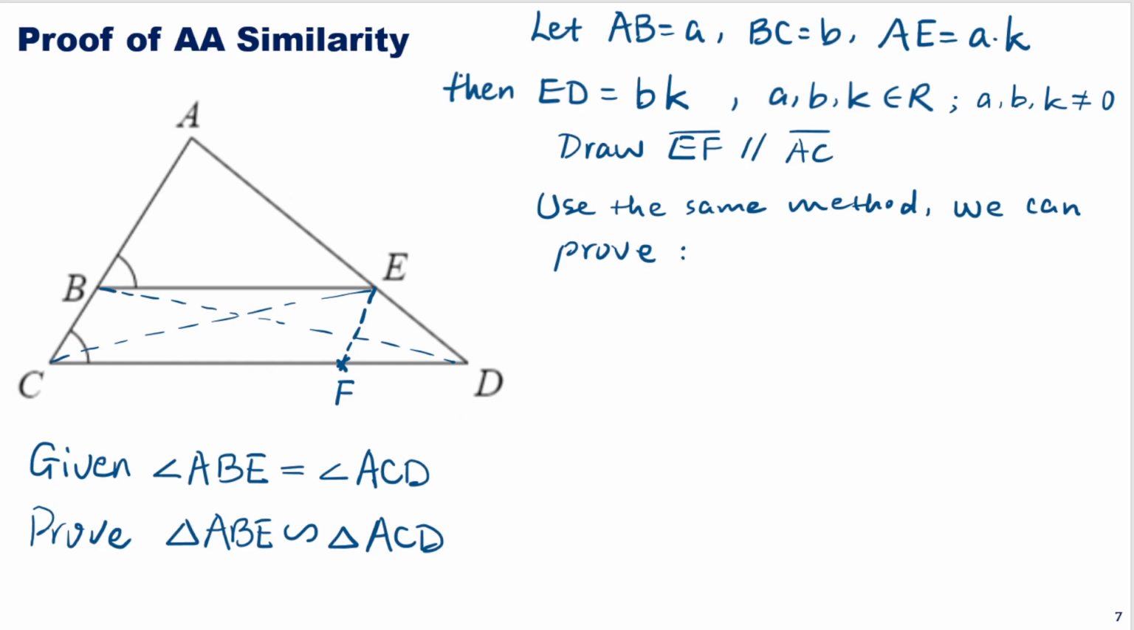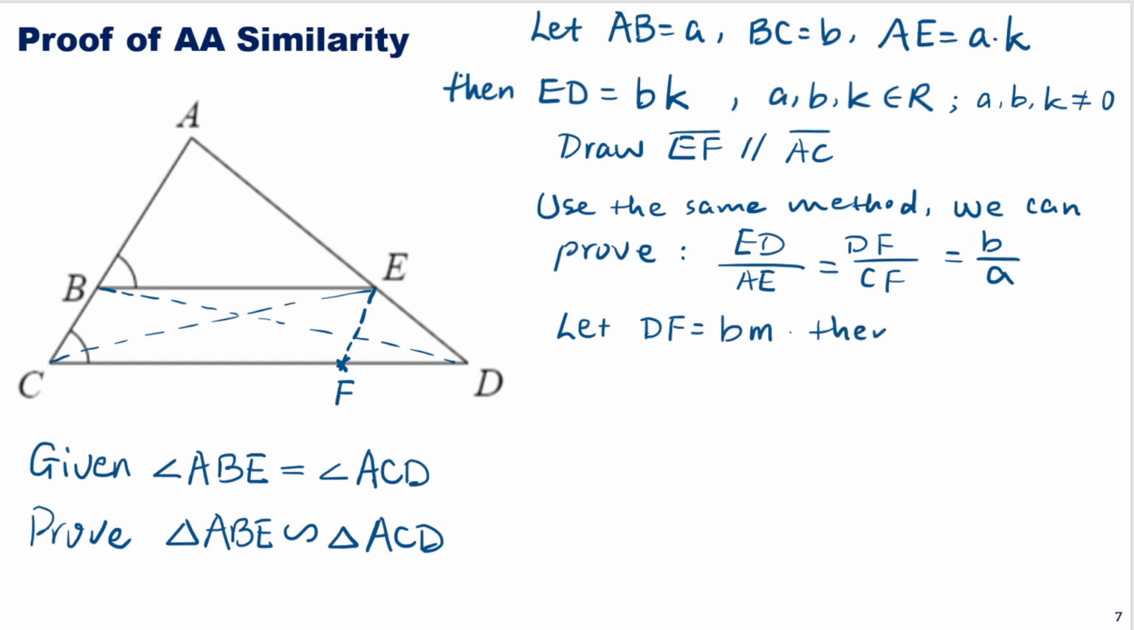So we can prove ED over AE must equal DF over CF, which also is B over A. So we can let DF equal BM, then we know CF must equal A times M. Of course, A is not zero, M is not zero, and M belongs to the real number set.